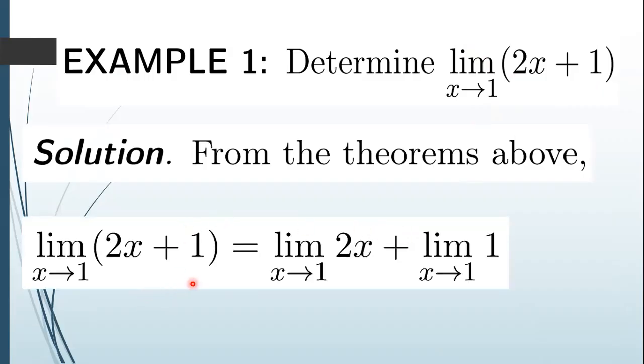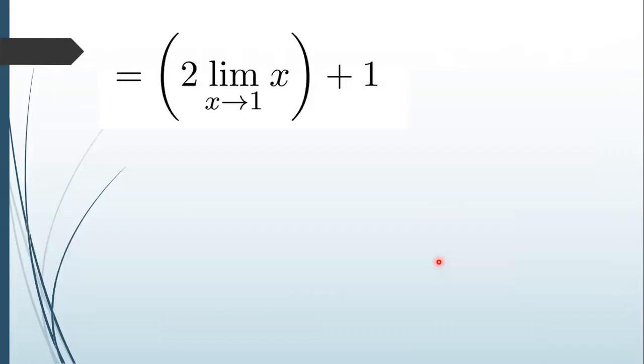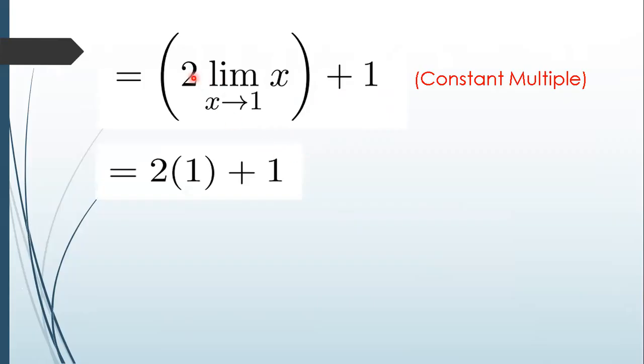Starting with this one. The limit of 2x plus 1 as x approaches 1 is just equal to the limit of 2x as x approaches 1 plus the limit of 1 as x approaches 1. We are applying the addition theorem for the first step. Next, we are going to apply the constant multiple. Why? As you can see, we have a constant 1 already here, right? And in this case the constant multiple also is 2.